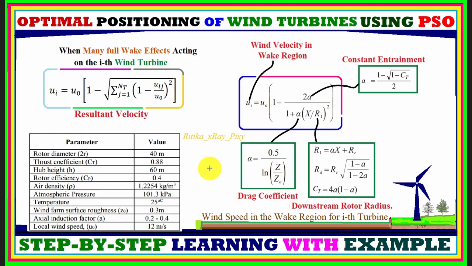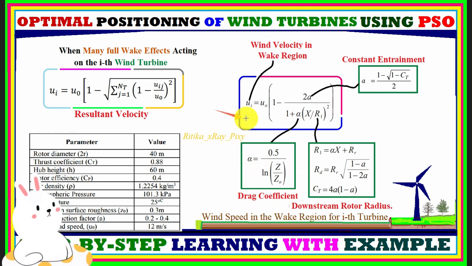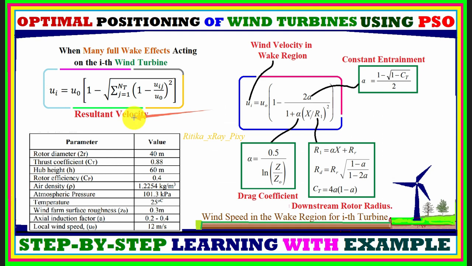We can calculate the wind speed in the wake region for the ith wind turbine using this equation. Here you can see this is the drag coefficient, and here this is the downstream rotor radius, and here this is the constant, and this is the wind velocity in the wake region, that is the wind speed in the wake region for the ith turbine, and this is the resultant velocity when many full wake effects act on the wind turbine. So we can use this equation to calculate the resultant velocity.